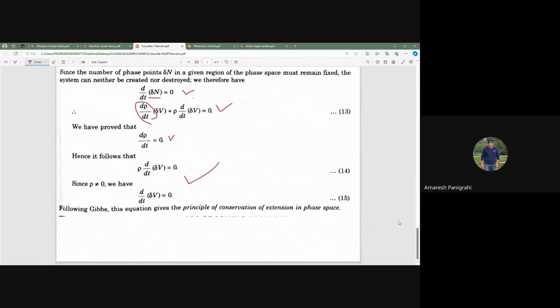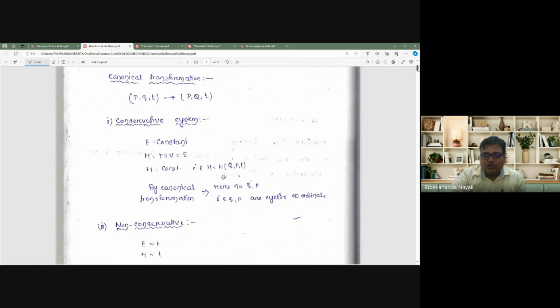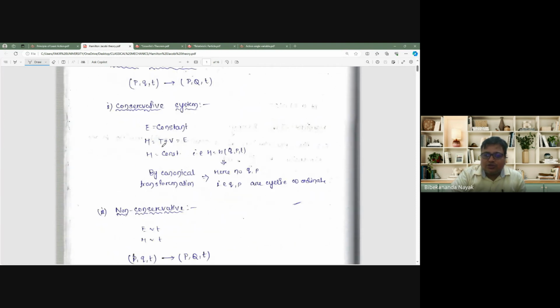Then we go for the next section, Hamilton-Jacobi theory, which is written in the action-angle variable case. Why do we actually study this Hamiltonian formalism? We know the Hamiltonian is equal to T plus V.